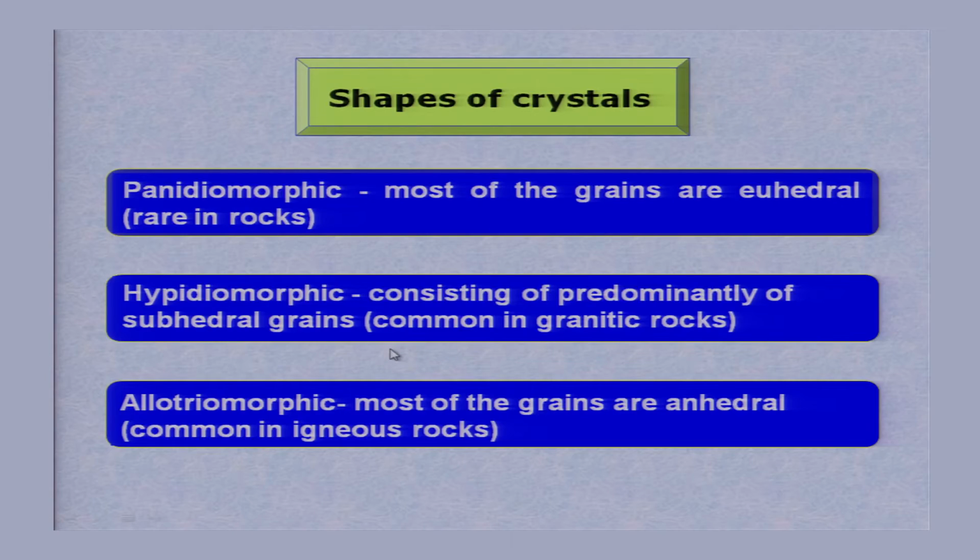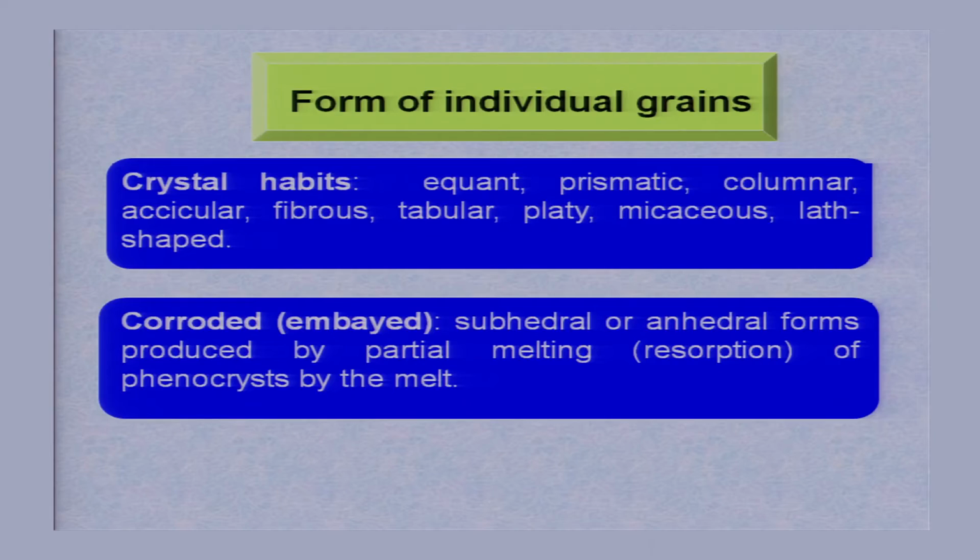Third type is allotriomorphic texture. Most of the grains are anhedral, and these anhedral grains are distributed throughout the slide. As a result, allotriomorphic texture is formed. Form of the individual grain is very important, and I will discuss it separately as crystal habit. What is crystal habit? Crystal habit may be of different kinds.